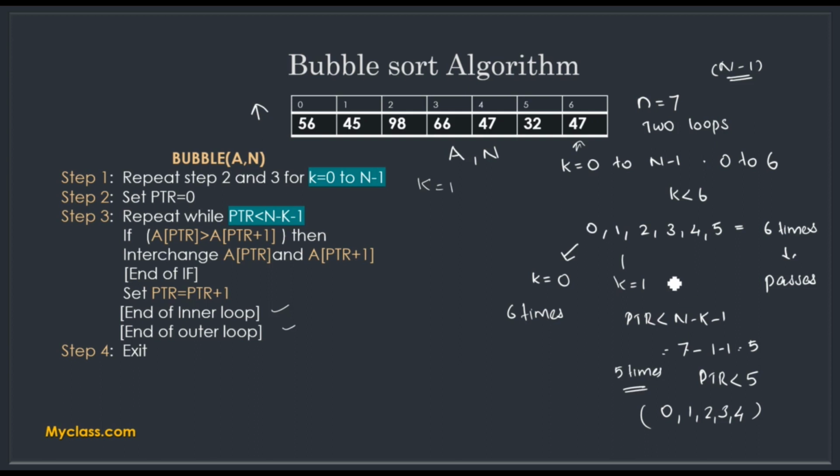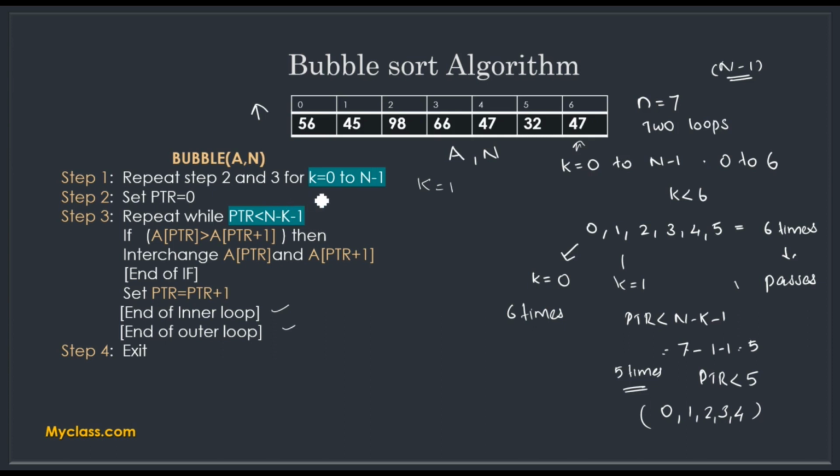So in the third pass, it should be 4. When k equal to 2, it is 4 times. When k equal to 3, it is 3 times. When k equal to 4, it is 2 times. And k equal to 5, it is 1 time. After the working of all the passes, when we check, the array should be in sorted order. So that is the working of bubble sort.